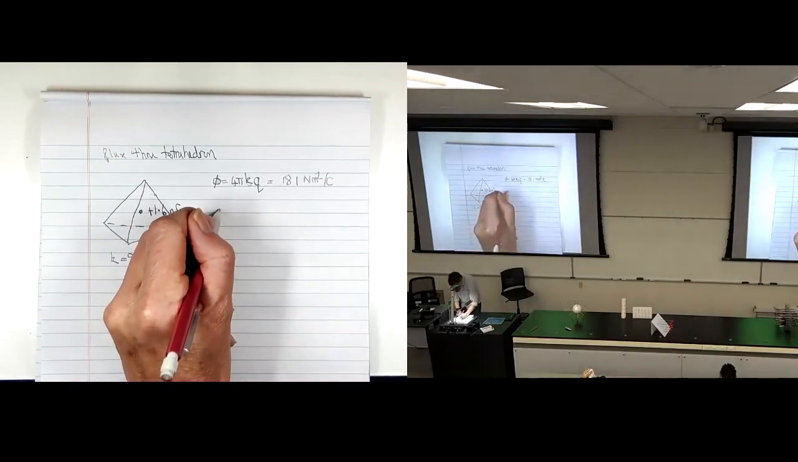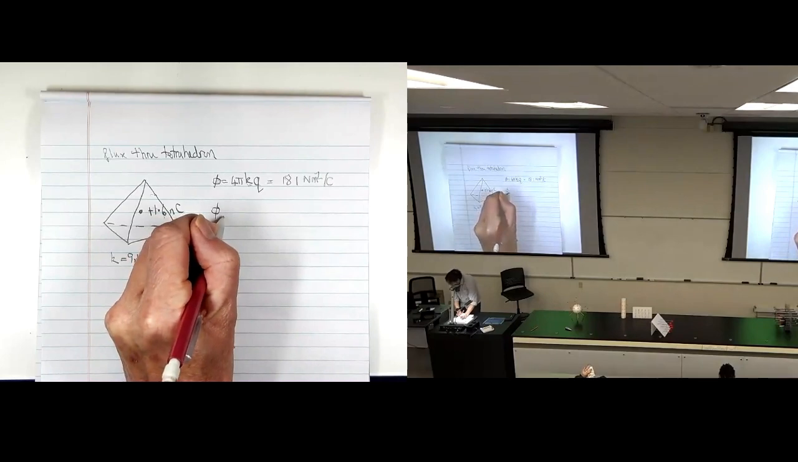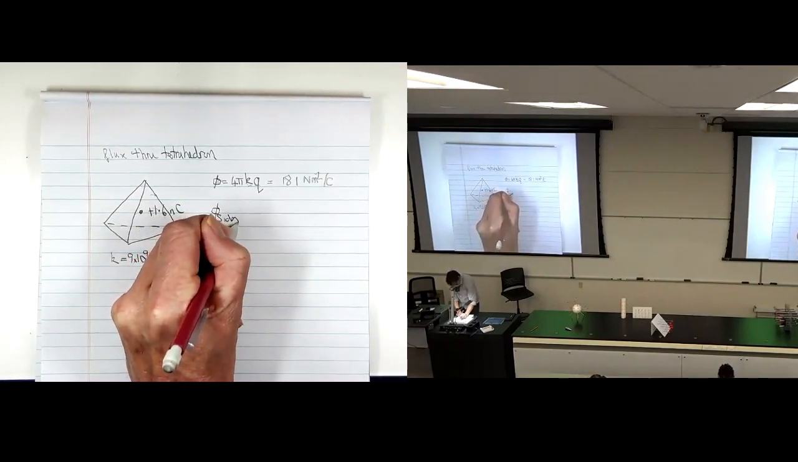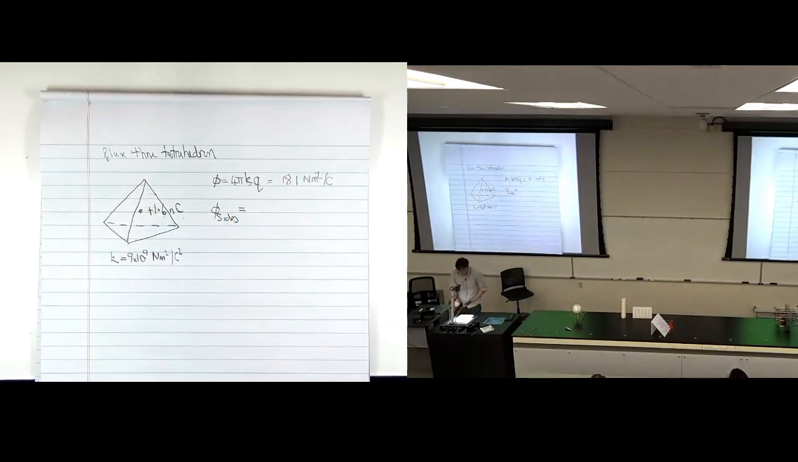What about the flux through the 4 surfaces? I call those the sides, for lack of a technical word. How are we going to calculate that? Well, this is where symmetry comes in. This is where geometry comes in. Gauss's law is often connected to symmetry and geometry.